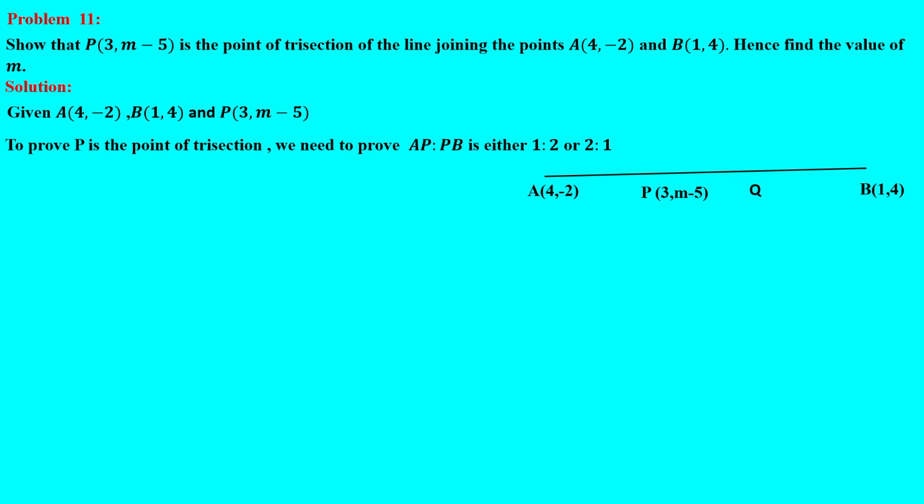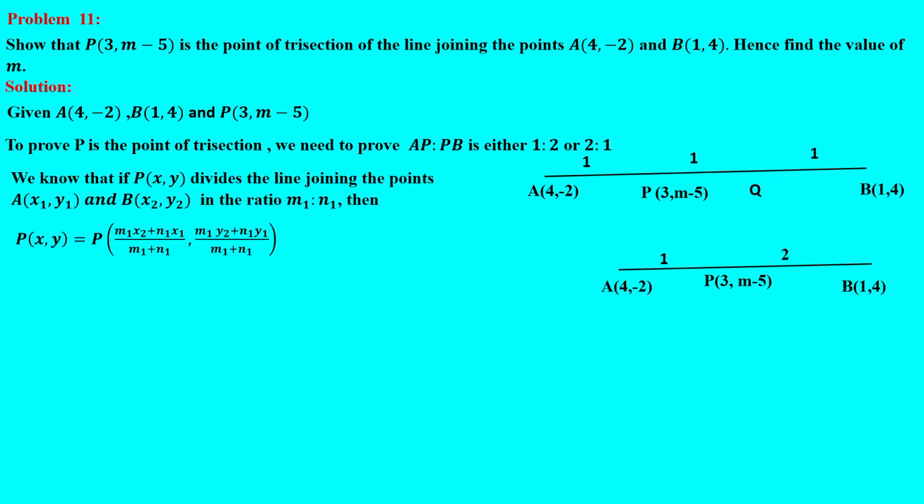If the point divides the line joining A and B in the ratio 1 is to 2 or 2 is to 1, then the point is called a point of trisection. Suppose you are taking P nearby A, then it is 1 is to 2. If you are taking nearby B, then it is 2 is to 1.